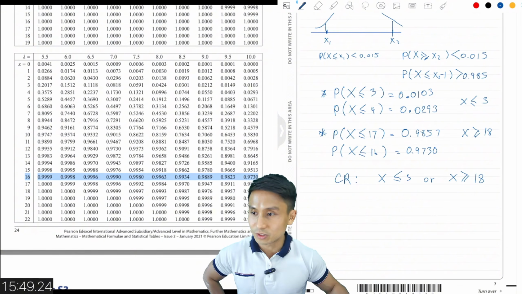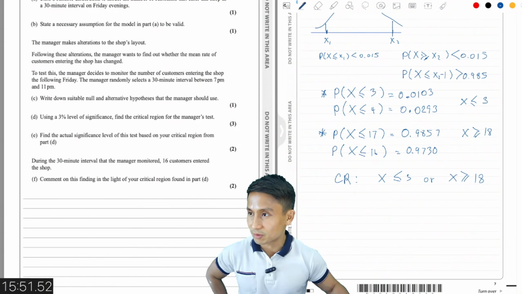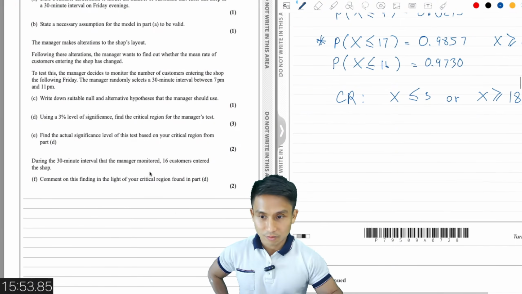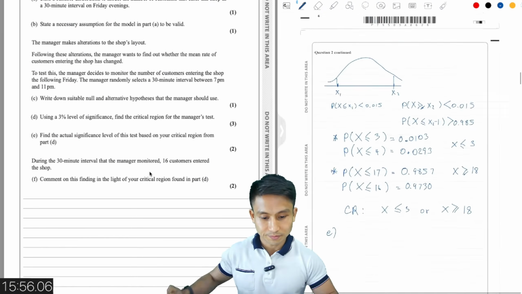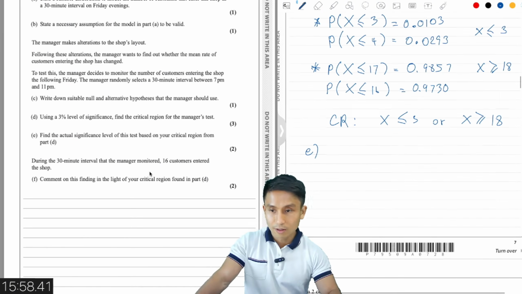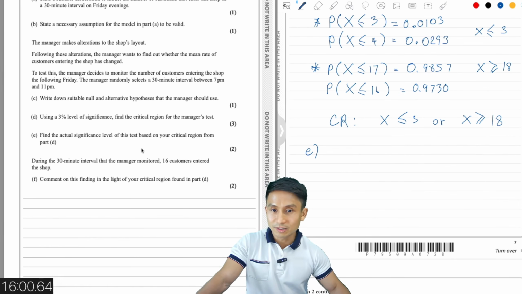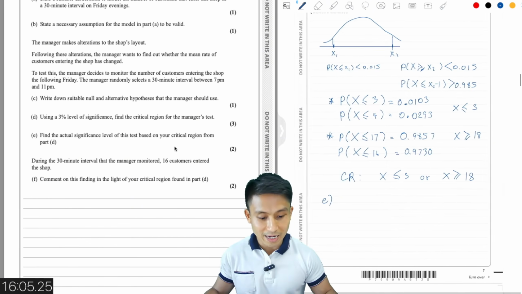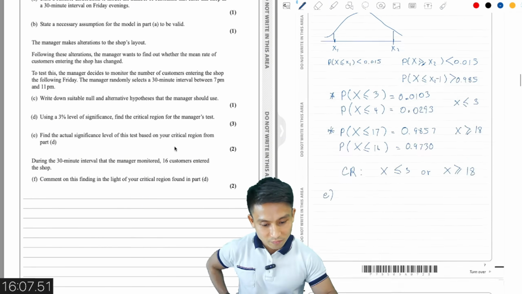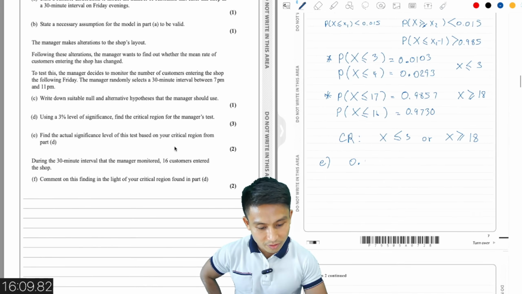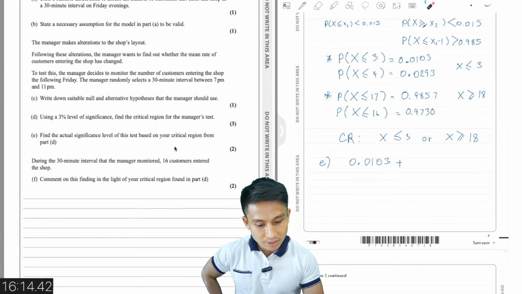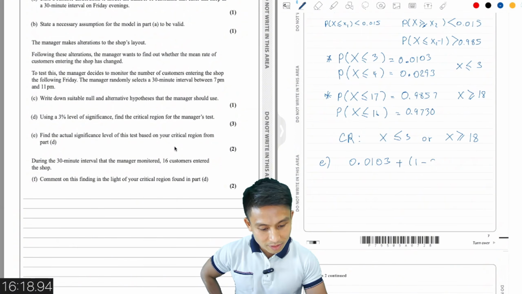All right, critical region. Okay, so I'm just going to take back the paper. And then we're done with part D. So part E. Part E, find the actual significance level of this test based on your critical region from part D. Well, we basically add up the probability there. So from the first part, it's just 0.0103 and add with the probability of 1 minus this one. So 1 minus that, yeah.